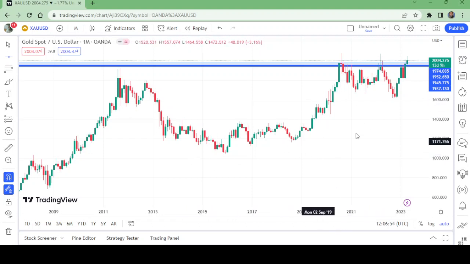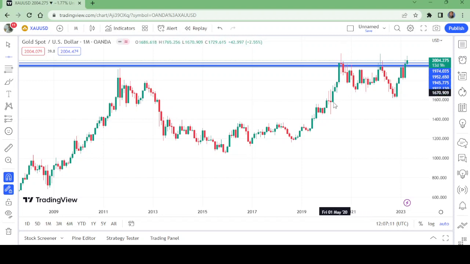This is the monthly chart of gold. It is quite clear that gold is quite bullish, but we need to watch some things. We need to compare the monthly levels and the monthly trend.